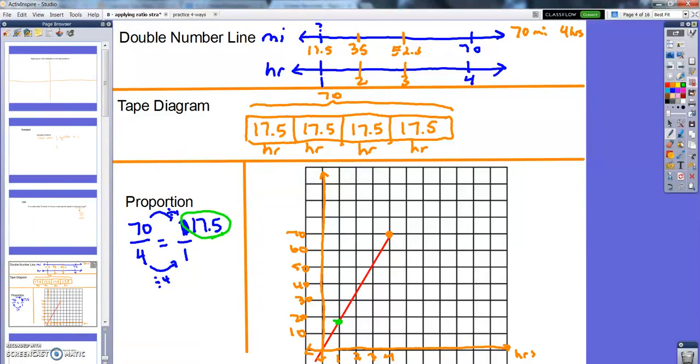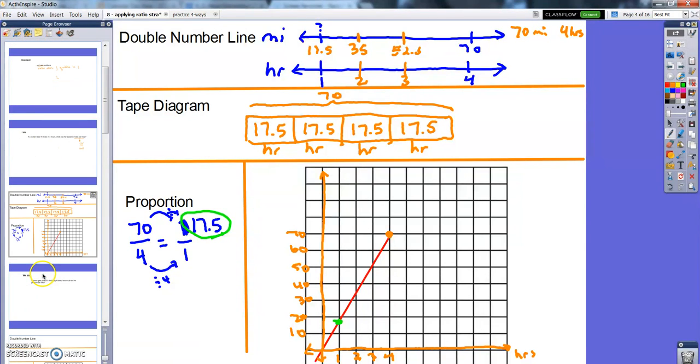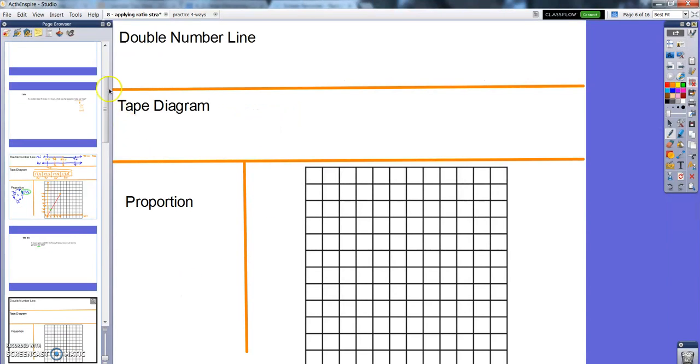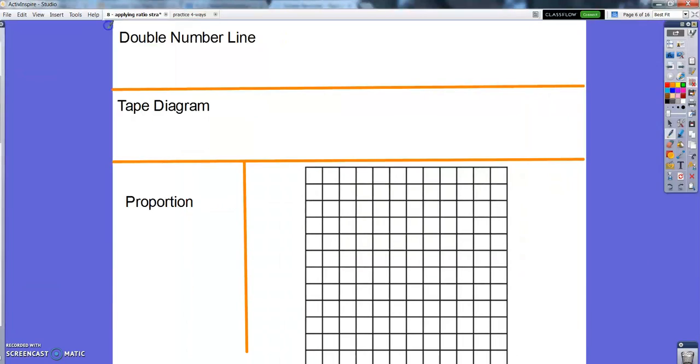Let's do one together. Let's do a money one. Jason got paid $15 for fixing 4 bikes. How much did he get paid per bike? Is my unit rate language, per 1 bike, per each bike. All right. Here we go.